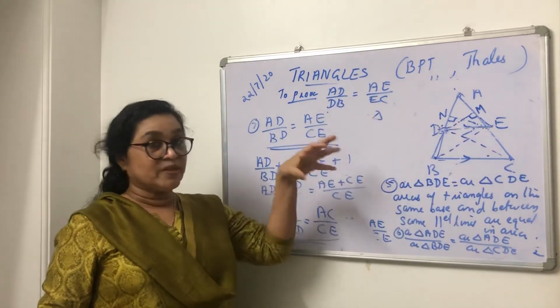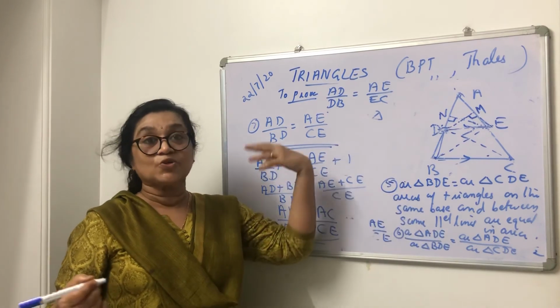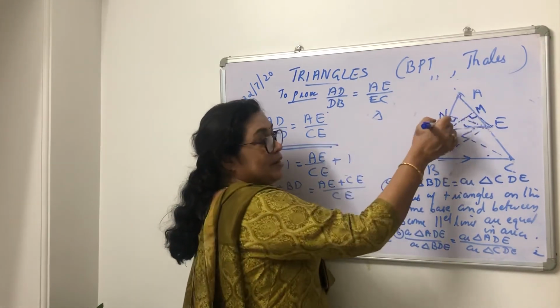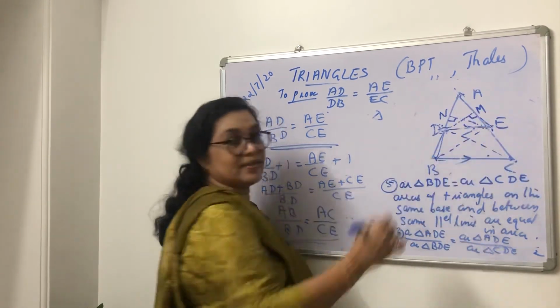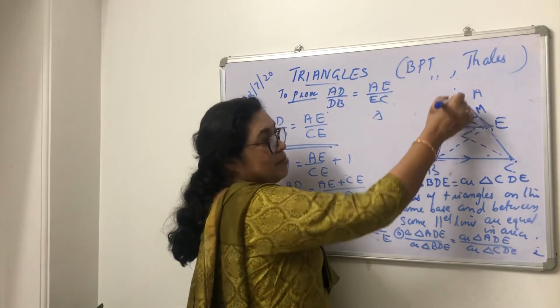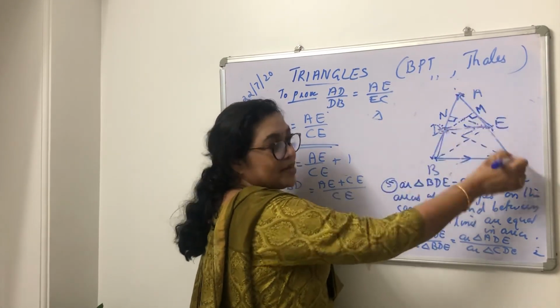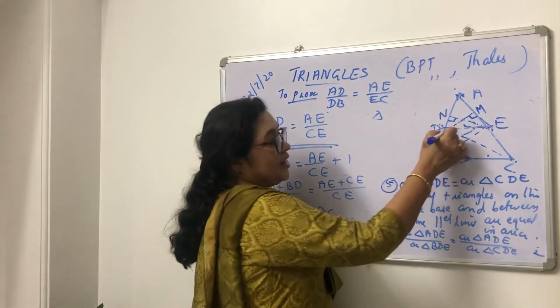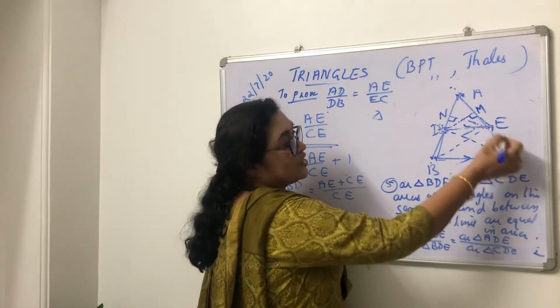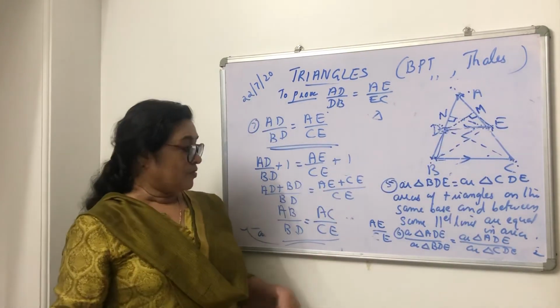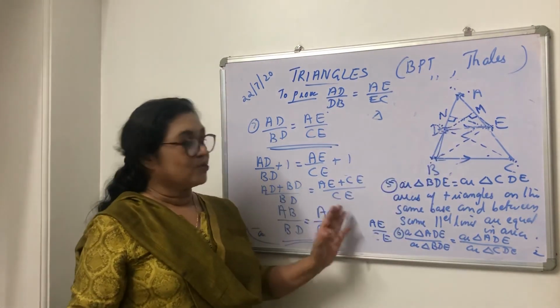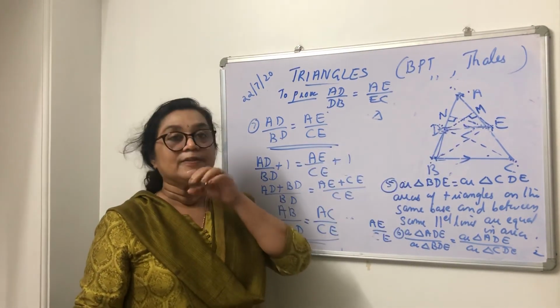So from this basic proportionality you can take ratio in any way. You can take AD by DB equal to AE by EC. You can take AD by AB equal to AE by AC. You can take BD by AB is equal to CE by AC. So all these ratios you can take from this basic proportionality theorem.